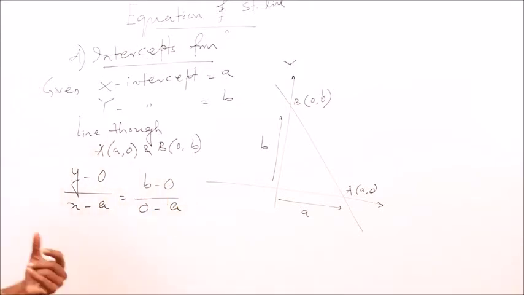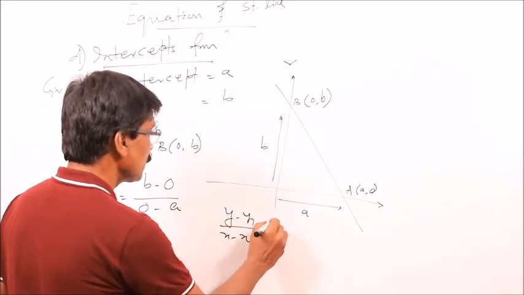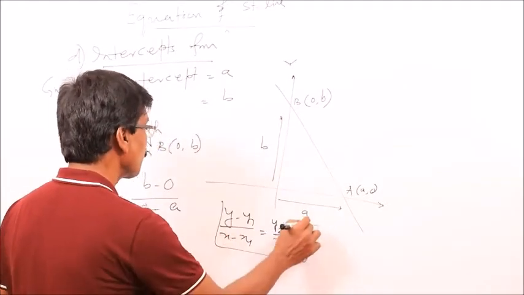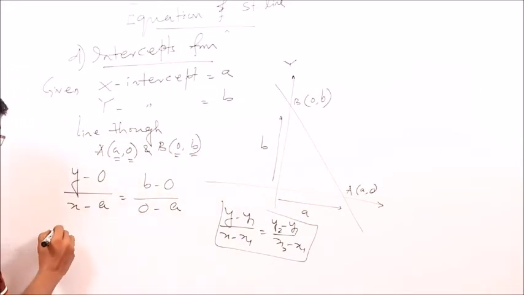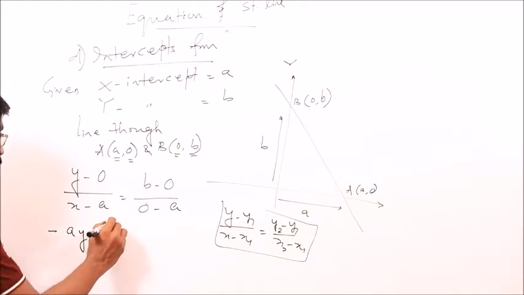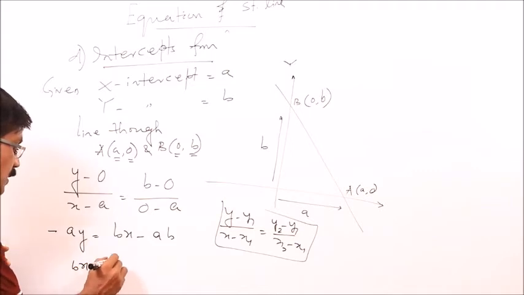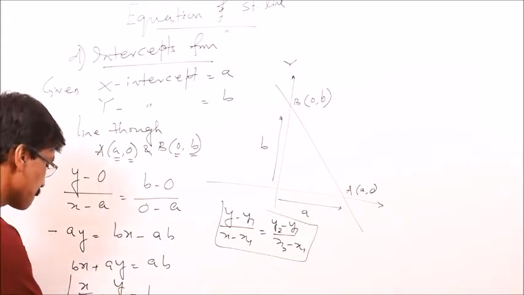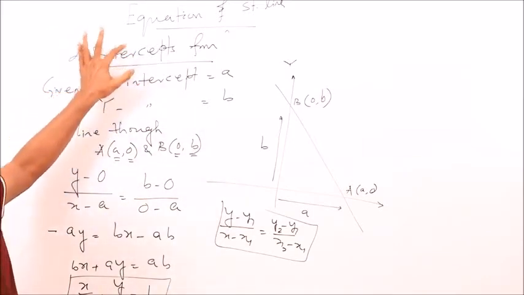We put in the two-point form, that is (y minus y1)/(x minus x1) = (y2 minus y1)/(x2 minus x1). This is the formula, where this is (x1, y1) and this is (x2, y2). On simplification, this is minus ay = bx minus ab, or bx plus ay = ab, that is x/a plus y/b = 1. So this is called the equation of a line in intercept form.